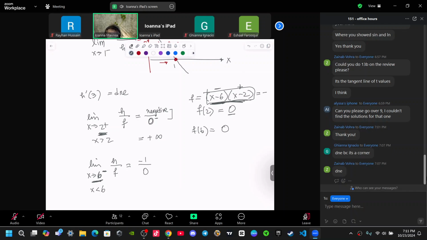So if you pick 5.9, just slightly less than 6, 5.9 will make this positive and will make this negative. So the answer is negative. So this is slightly negative. So again, the answer is positive infinity. Okay.